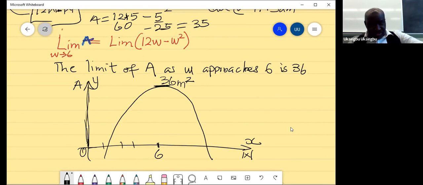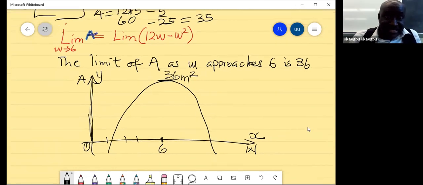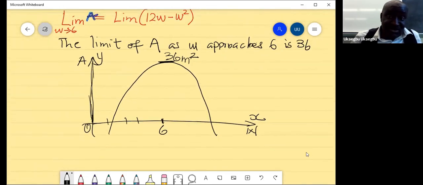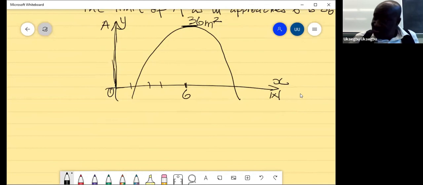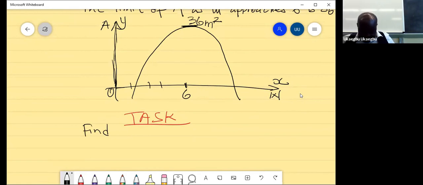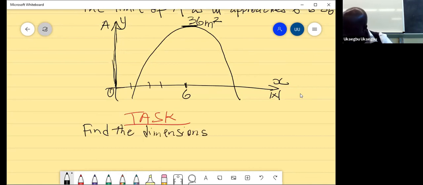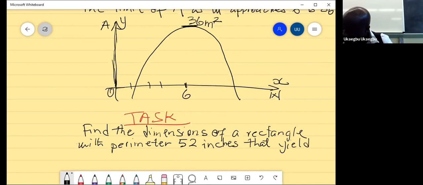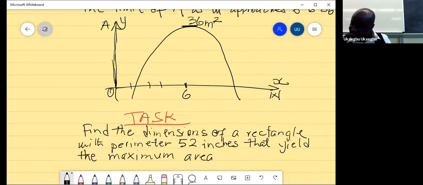Okay? So we have about 25 minutes. I'm just going to give you one task. It is going to contain the same thing, but you are going to follow the exact same process that we've just done. I'll call it the task. I will write the question as follows. Find the dimensions of a rectangle with perimeter 52 inches that yields the maximum area.